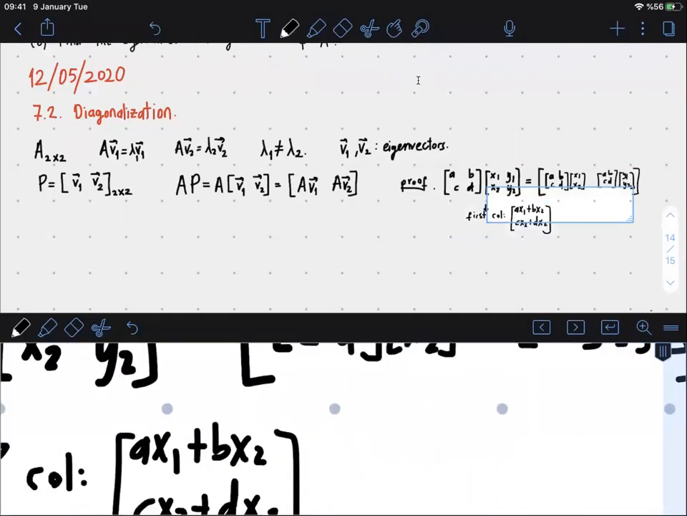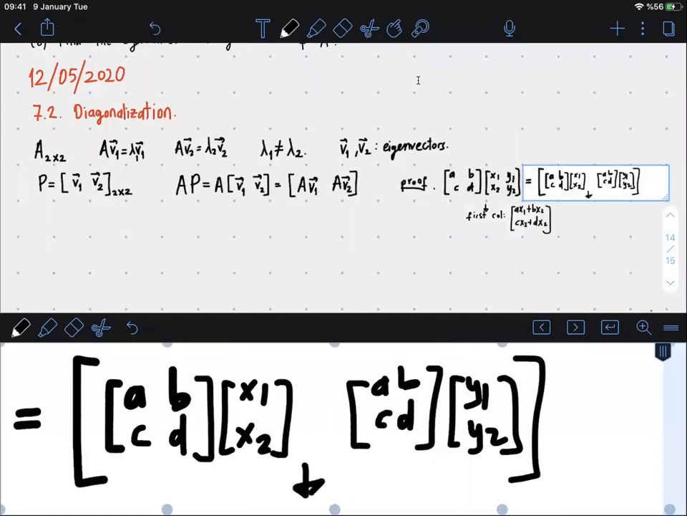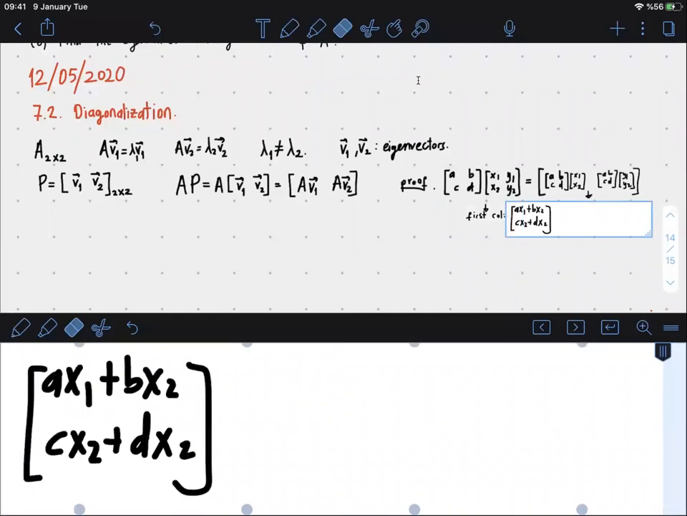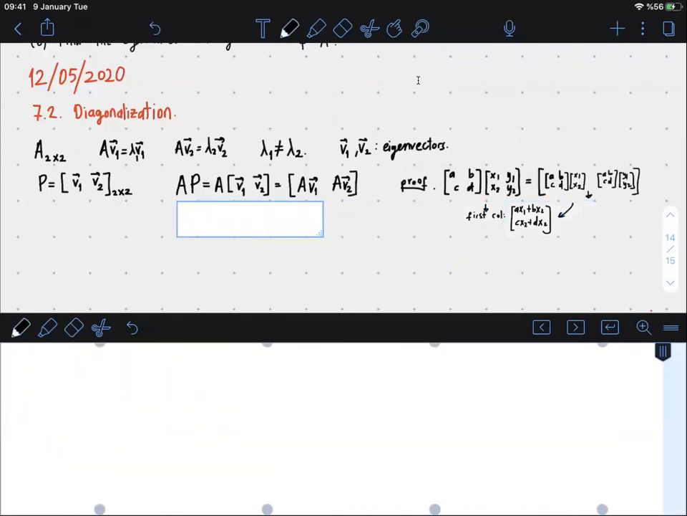What is the first column of the right-hand side? What do you think? So it is AX1 plus BX2. Same thing, right? So the first column of this guy is also the same. This shows that the first columns of both sides are equal, and you can check the second columns are also equal. Okay, this is kind of proof.